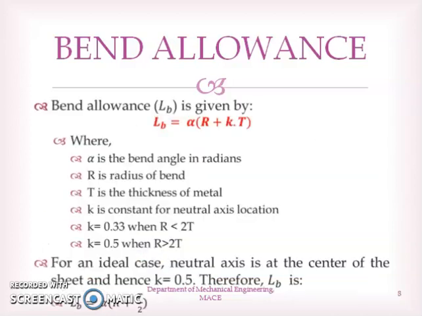The bend allowance can be calculated by this equation: alpha into (r plus kt), where alpha is the bend angle in radians, r is the radius of the bend, and t is the thickness of the metal. K is a constant for the neutral axis location. For normal ideal cases, the neutral axis is at the center of the sheet, so K can be taken as 0.5. So the equation for bend allowance is reduced to this equation.